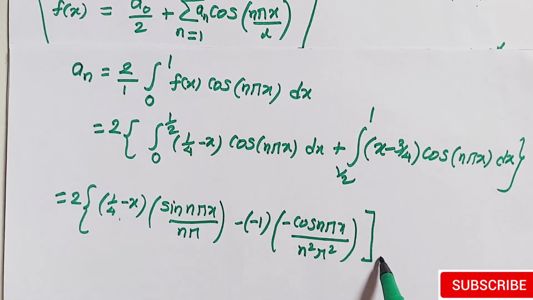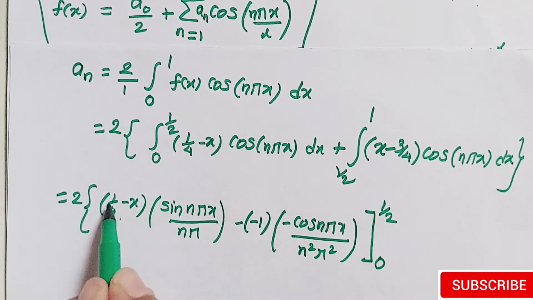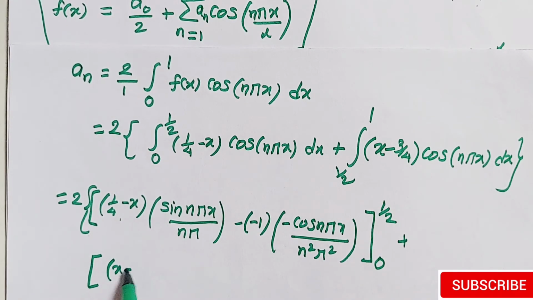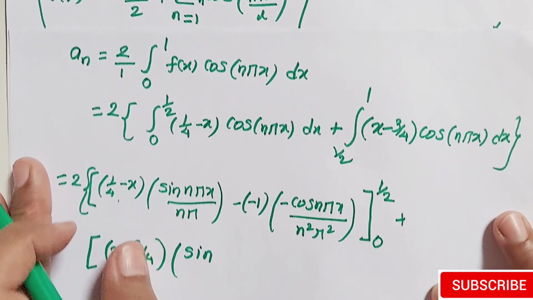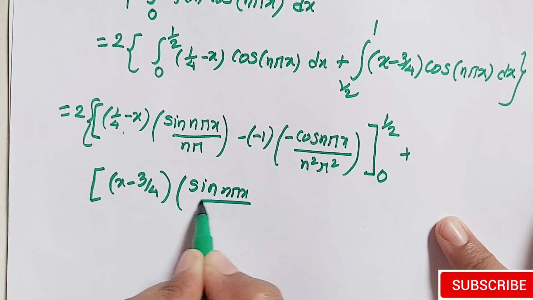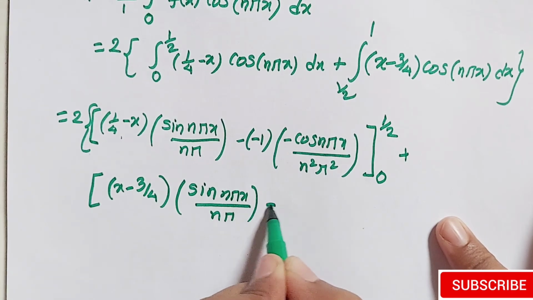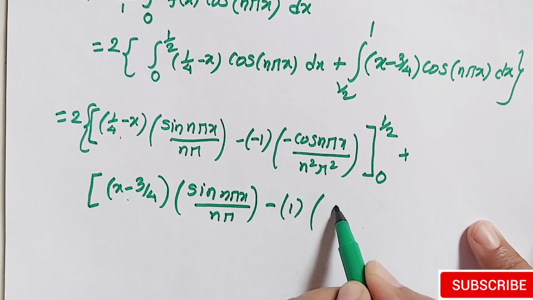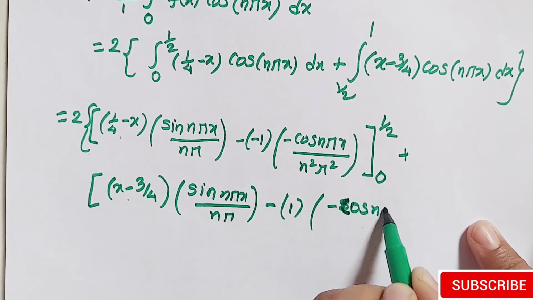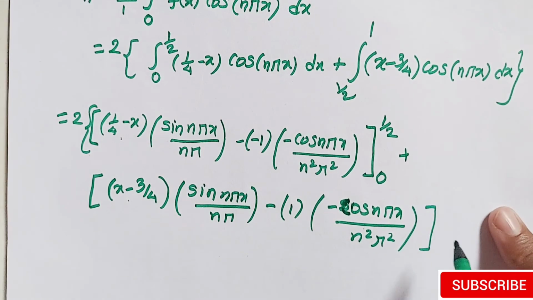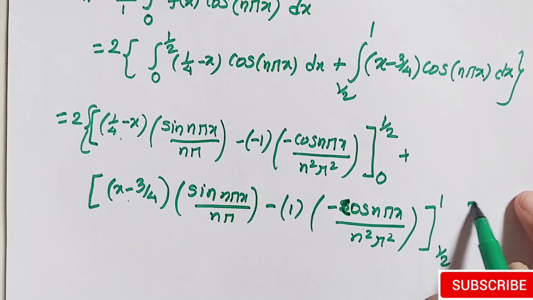So this is the integral, and the limit is 0 to 1/2. Next is plus integration of this term. So here (x − 3/4), integration of cos is sin n pi x divided by n pi, minus derivative of this bracket term is 1. Integration of the second term is minus cos n pi x divided by n square pi square. Limit is 1/2 to 1.